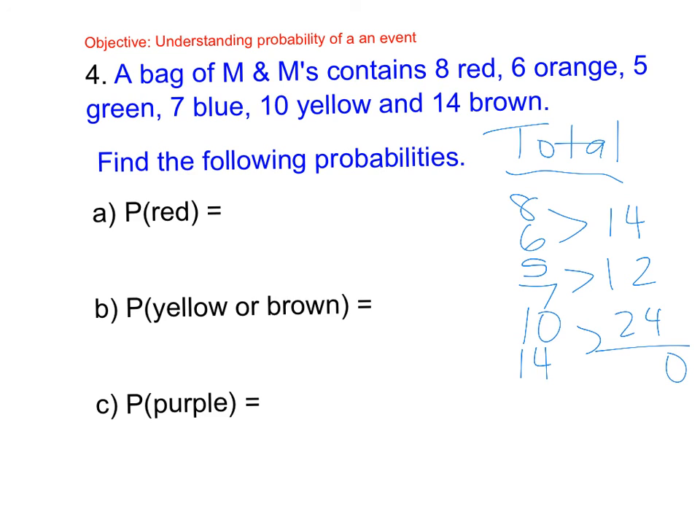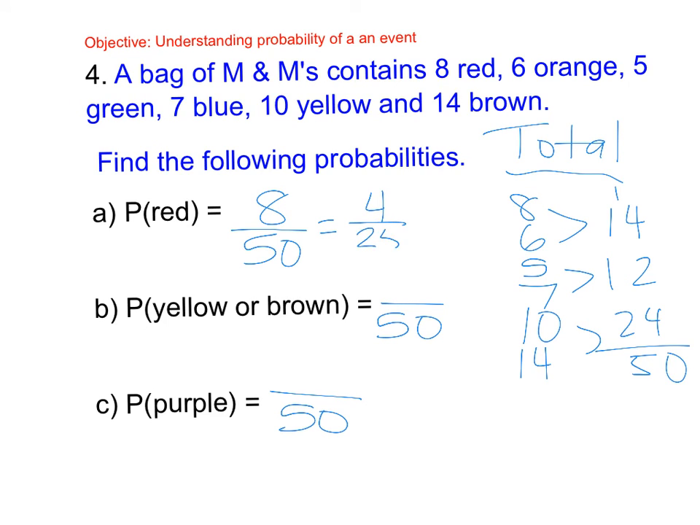12, 24. So 10, carry the 1, 50. So our total amount for all of these is 50. 50, 50, 50. All right, so how many are red? We want to pick a red. Well, there are 8 red. Simplify that, and I get 4 over 25.